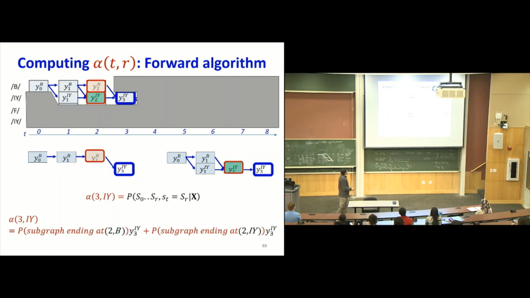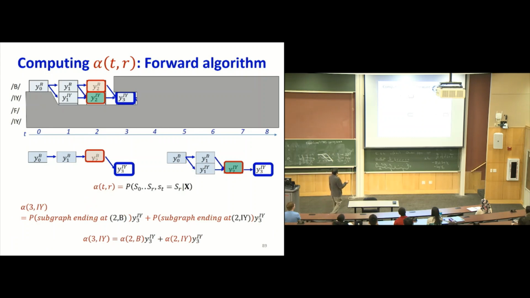Correct? So alpha 3e is going to be the probability of the subgraph that ends at 2b times y3e plus the probability of the subgraph that ends at 2e times y3e. Make sense? Yeah, fine, right? If I see questions on your face, I'm going to ask you guys, right? I want this clear. So this simplifies my model, right? This computation is totally trivial.